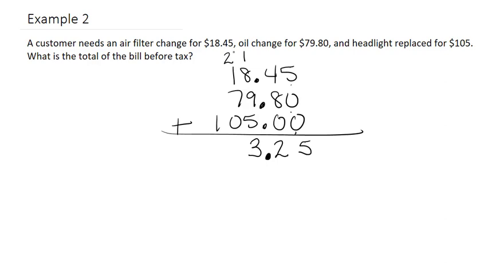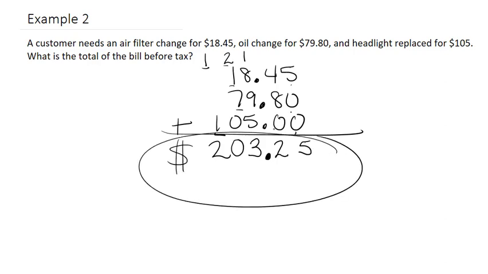So now we have 2 plus 1, which is 3, plus 7, which is 10, plus 0, so still 10. So we have a 0 there, and we carry that 1 to the 100 spot. So now we have this 1 and this 1. So 1 plus 1 is 2. So now we have our total bill before tax, which is $203.25.